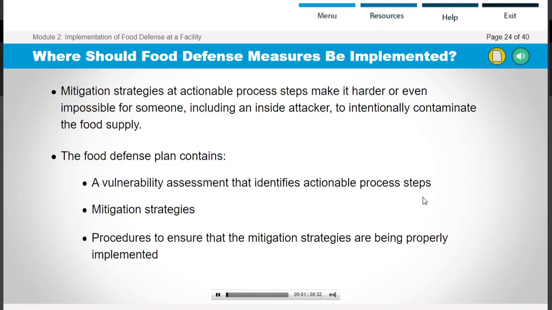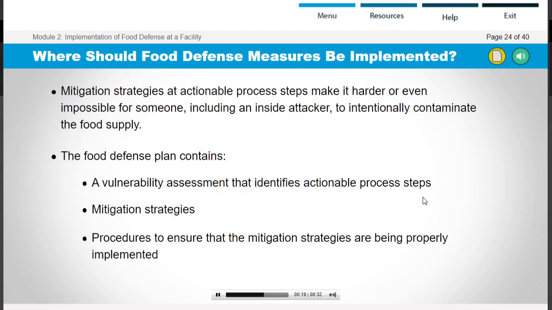The chosen mitigation strategies make sense for this example. Your facility may choose other reasonable mitigation strategies. The point is, the mitigation strategies are making it harder, or even impossible, for someone, including an inside attacker, to intentionally contaminate the food supply.